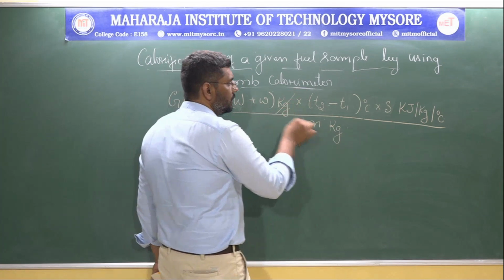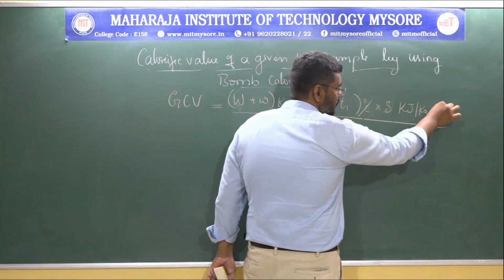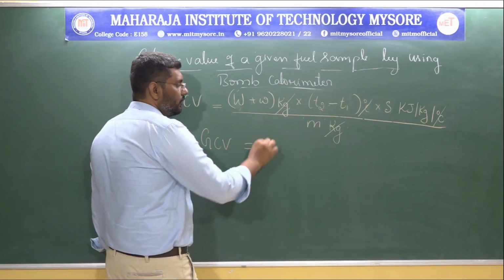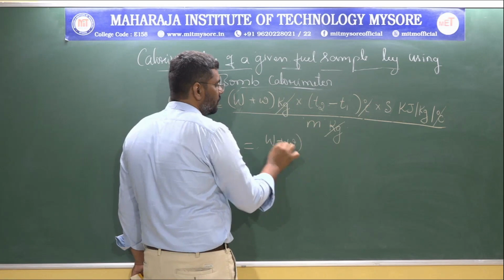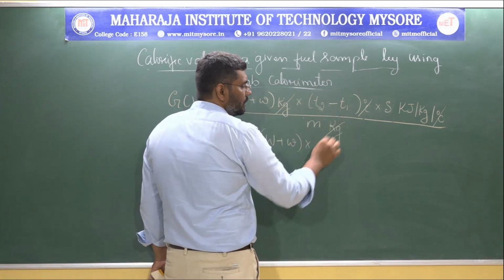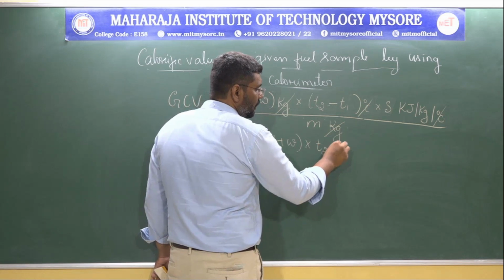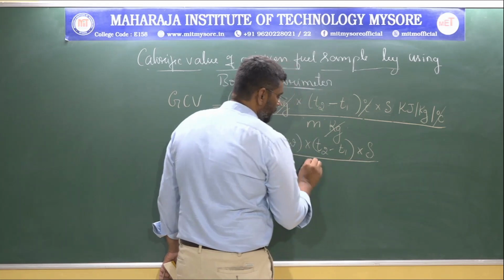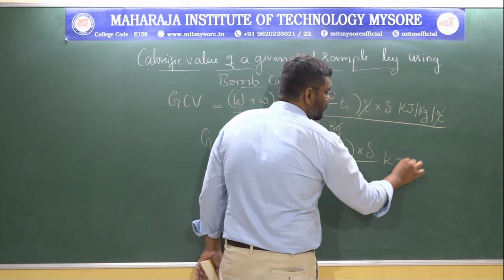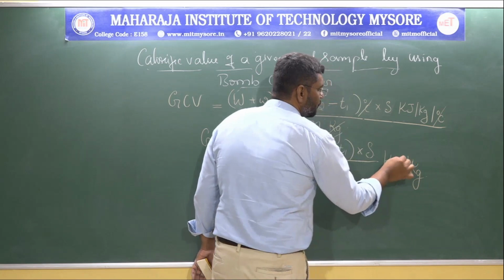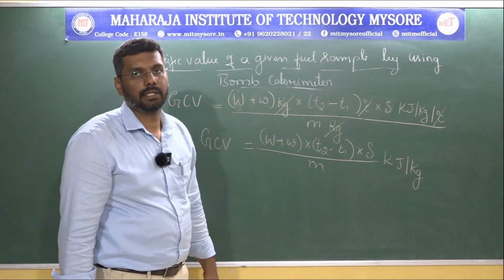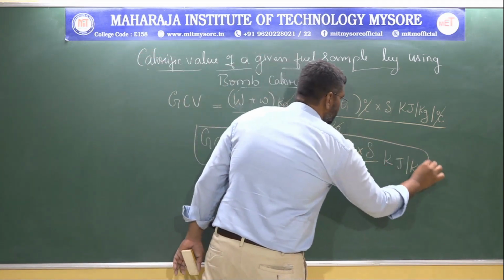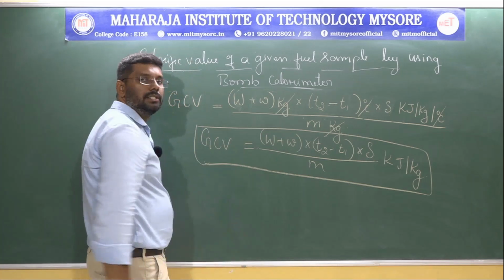Okay, so here kg gets cancelled, degree Celsius gets cancelled, and finally GCV, gross calorific value, is (W plus w) into (T2 minus T1) degree centigrade, that into specific heat, divided by m, kilojoules per kg. So this is the expression used to calculate GCV.